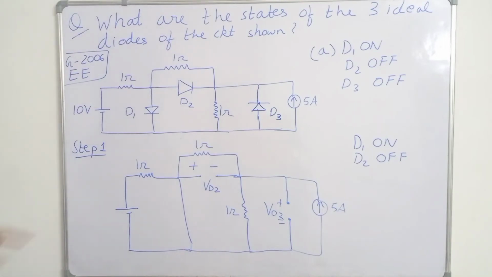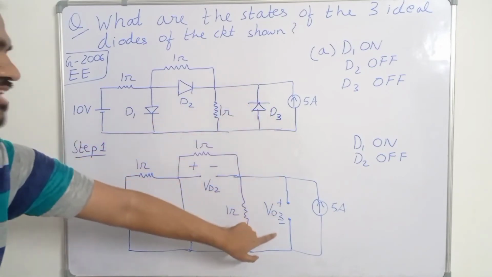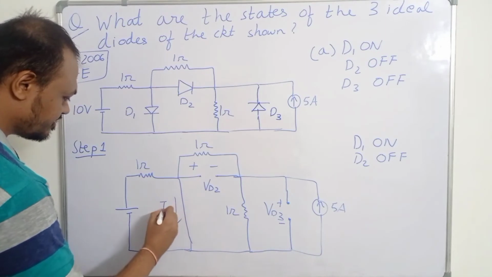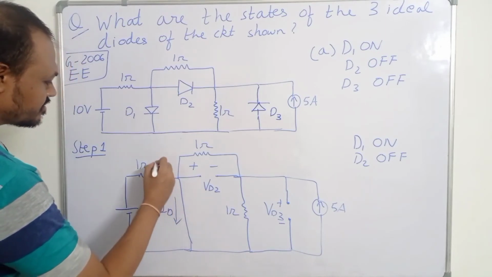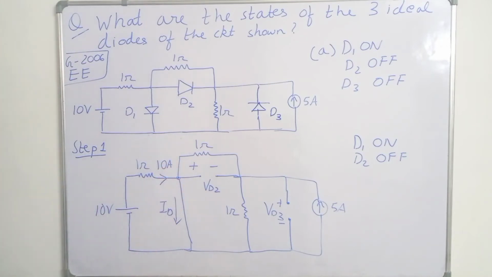For diode D2 I have taken this P as positive and this N as negative, but for diode D3 I have taken this N as positive and this P as negative. Let's say this current is ID for the D1 diode which is on. This current will be 10 ampere because this voltage is 10 volt and this voltage will be 0 volt. And if VD2 is less than or equal to 0, then the diode D2 will be off. And if VD3 is greater than or equal to 0, then diode D3 will be off.